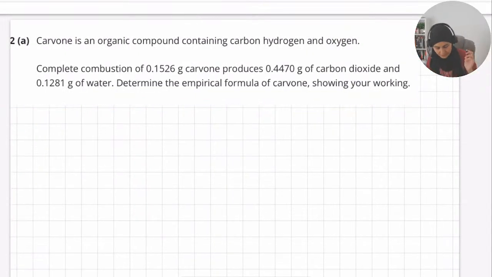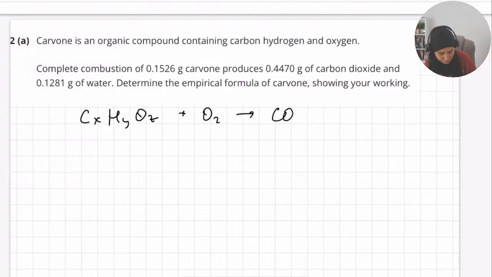So what we have to understand is that this substance, carvone, contains only carbon, hydrogen, and oxygen atoms, we don't know how many. And when we combust it, so it's a reaction with oxygen, we produce only CO2 and H2O. So you see all the carbon from that substance goes into CO2, and all the hydrogen goes into water. So the number of carbon atoms on the left equals the number of carbon atoms on the right.